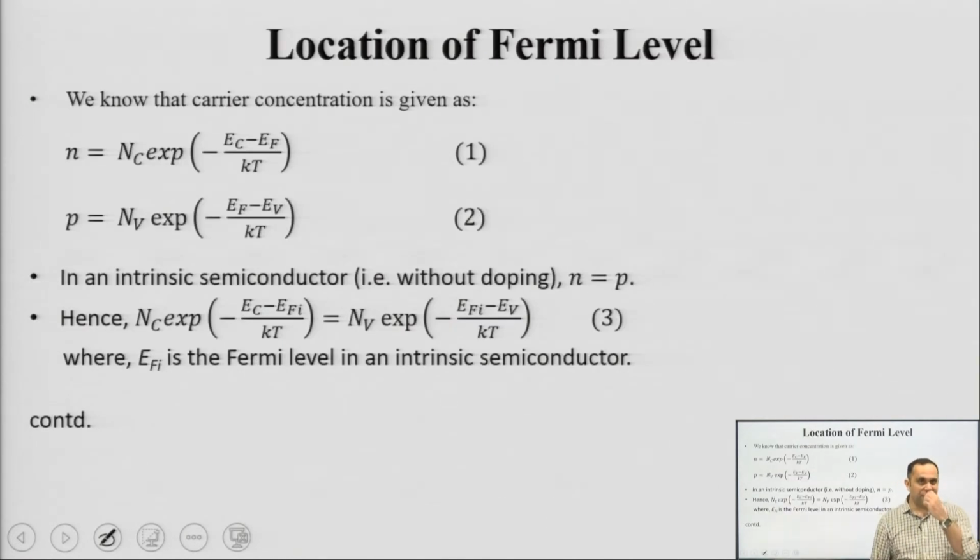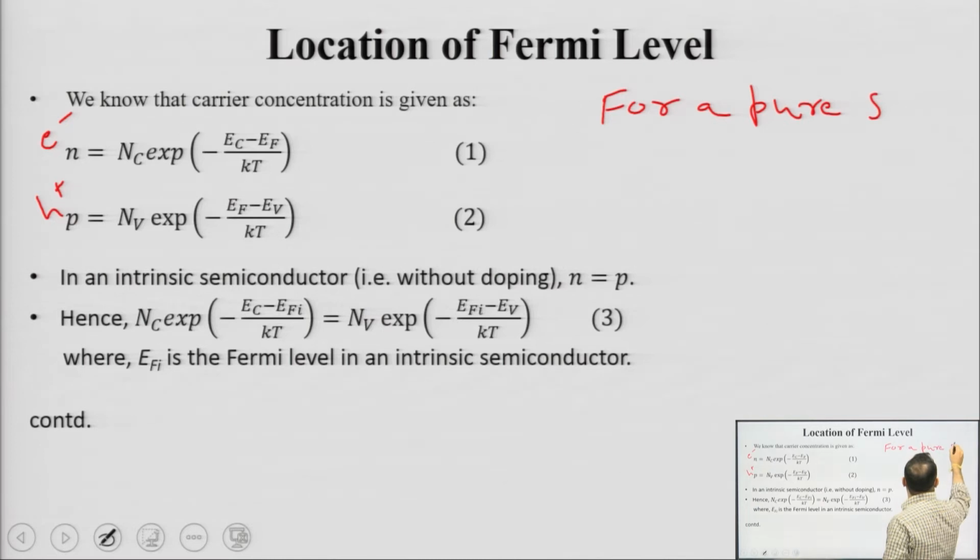Now, let us identify where the Fermi level is actually located. In my previous slide, I assumed it to be somewhere between EC and EV. So, let us see where it is exactly located. For an intrinsic semiconductor where there is no doping, this is my expression for electron concentration, and this is for hole concentration. This is always valid. For a pure semiconductor, I have already said that without doping n is equal to p. The electrons which reach the conduction band leave an equal amount of holes behind. So, n is equal to p.